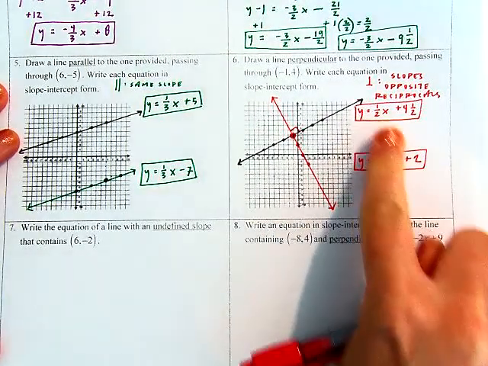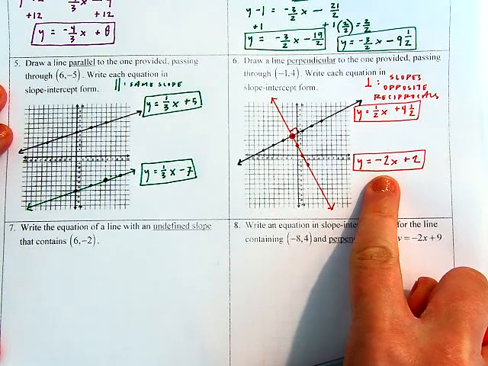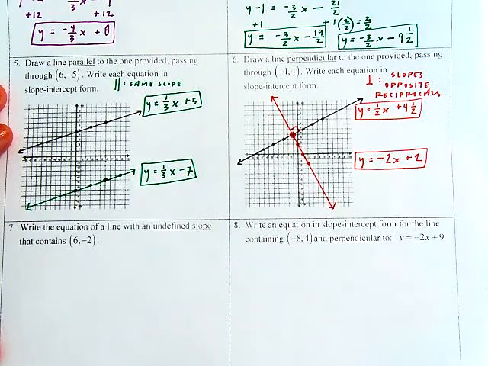So here I have two lines. They are perpendicular. Their slopes are opposite sign and reciprocal. They have different y-intercepts.